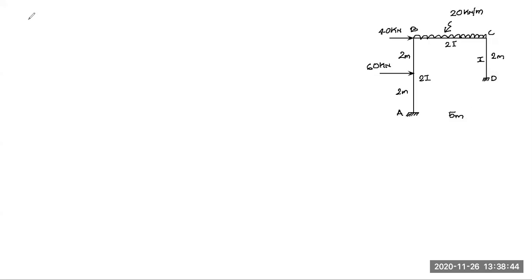When we begin with the solution, we start with identifying the degree of kinematic indeterminacy. So the first step is to find the degree of kinematic indeterminacy in this frame. We have four joints. At each joint, there are three possible displacements: rotation and two translations, translation in x direction and translation in y direction. The joint can rotate, it can be displaced in x direction, and it can also be displaced in y direction.